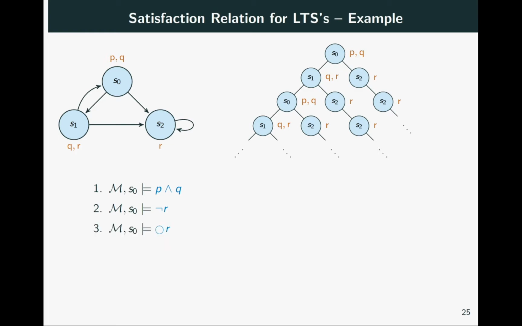It also satisfies in state S0 the formula next R. This is because all paths starting in S0, so they can go either this way or this way, will have R labeling their second state. That is the next state after the initial one. So all paths will satisfy next R, essentially because both S1 and S2, which are all the possible second states of paths starting in S0, do have R as a labeling.